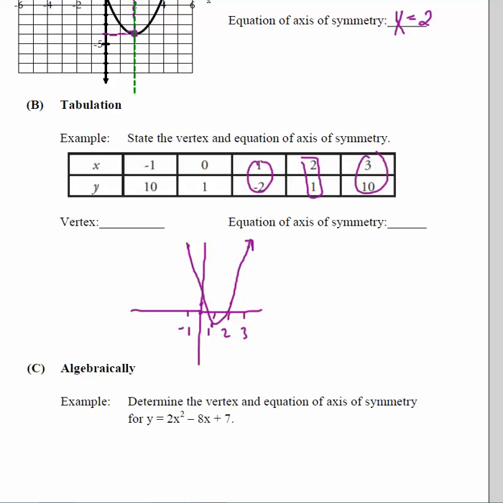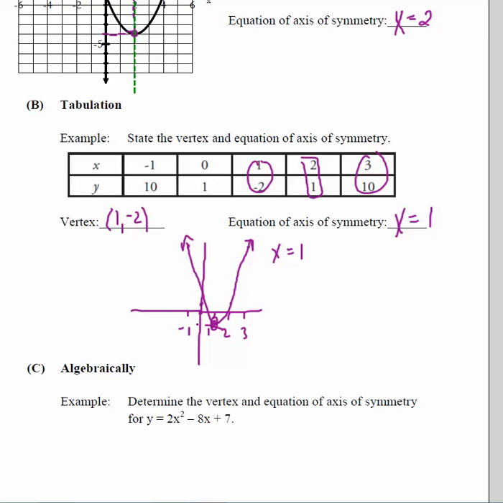So going down through here, back up through there. Okay, not a neat graph, but we would see that our vertex appears to be here. So x equals 1, and well, that's our axis of symmetry. The vertex is 1 and negative 2. So it's at 1 across, negative 2 down.